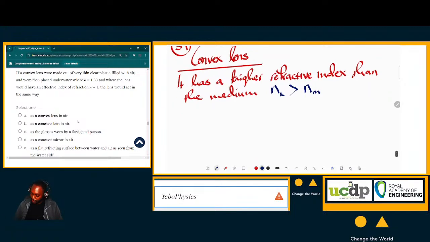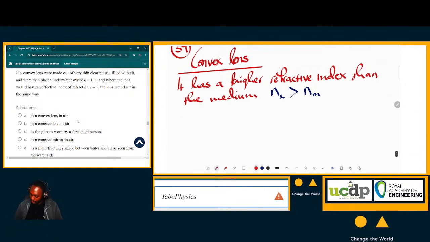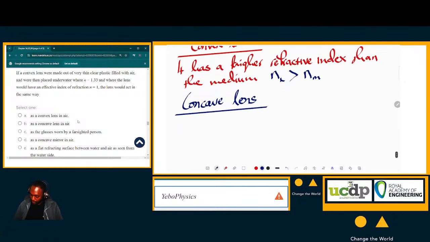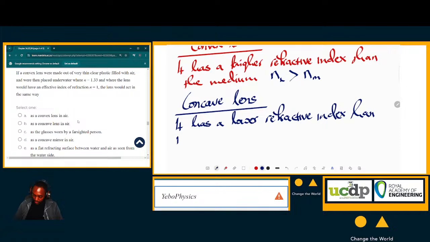Okay, and then how about the concave? So it's the opposite. It actually has a lower refractive index than the medium.